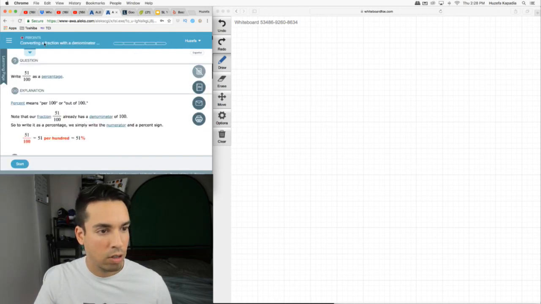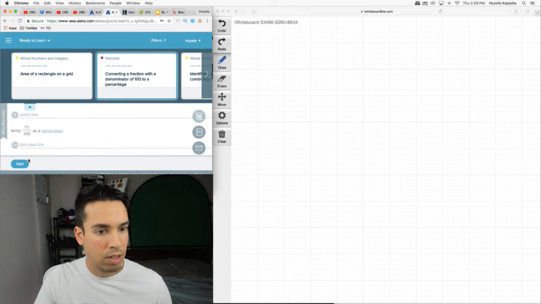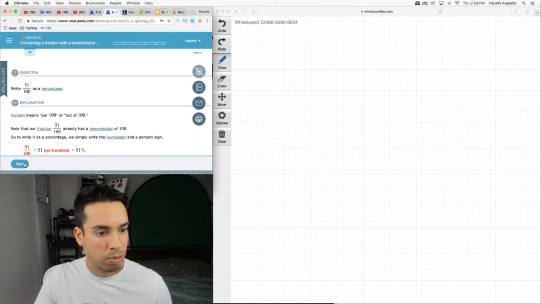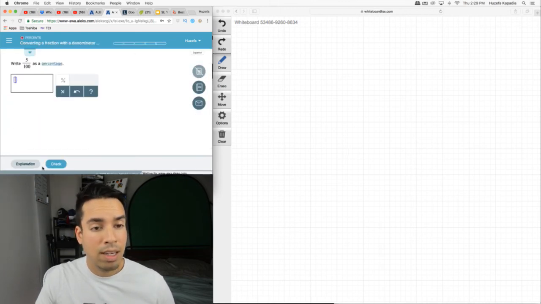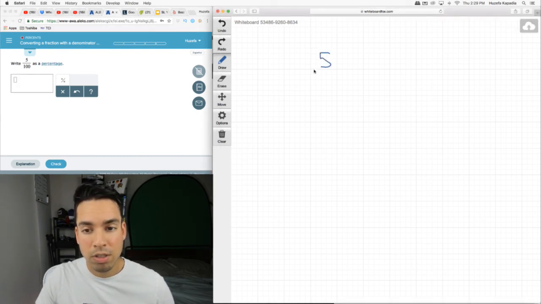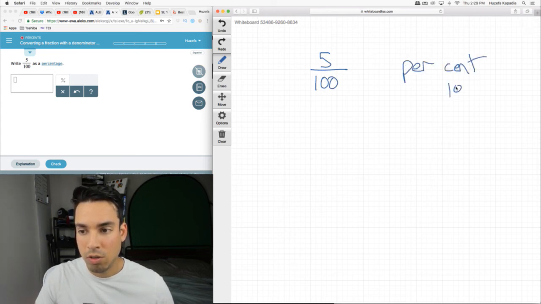Converting a fraction with a denominator of 100 to a percentage. All right, these are great. Now the key with this is, as a percentage, it's important to know what percent means. Percent is a French word, and it literally means per 100. Cent means 100. So if we say something like 25%, that's 25 per 100, or 25 out of 100.